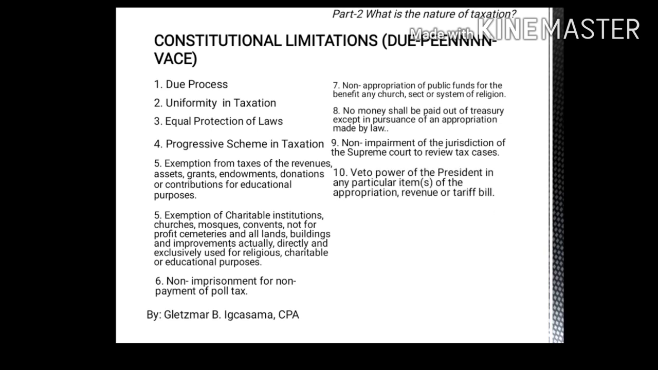Number 10, a constitutional power is the veto power of the president in any particular items of the appropriation, revenue, or tariff bill. So, pag naay mga tax laws, that is to be passed pa. Ang last man ana, if napasar na sa Congress and sa Senate, is papirmahan na sa president. Pero the president can exercise veto power, dili siya ganahan sa mga items. Pero dili ni siya absolute na power. Kaya pag dili niya maaktuhan, di siya makaingon na mag-veto power siya, within 30 days, mahimo siyang law.